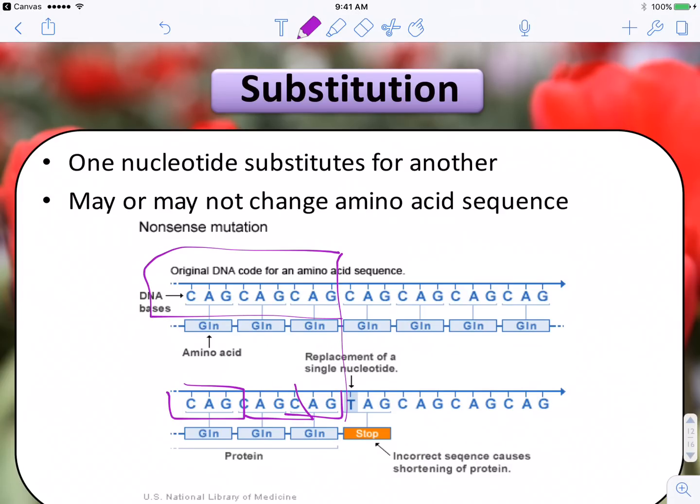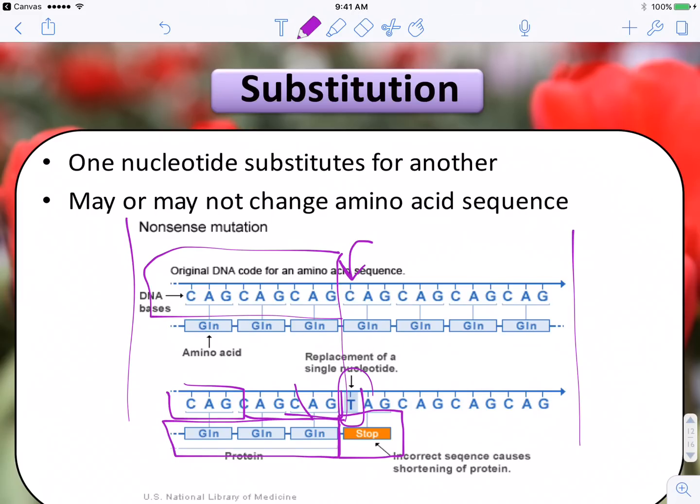Well, then we decide to change that C to a T when the DNA is getting copied. If we replace the C with a T, the sequence is the same length. We have switched out one of the letters, or one of the nucleotides. Well, switching that C to a T has caused the amino acid for that codon to be a stop codon, which means our polypeptide chain right here is shortened.